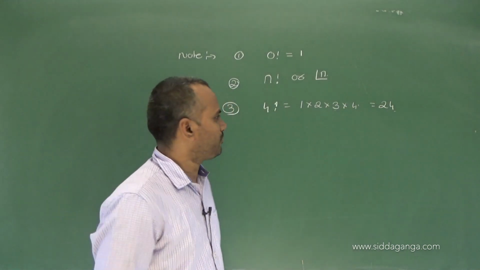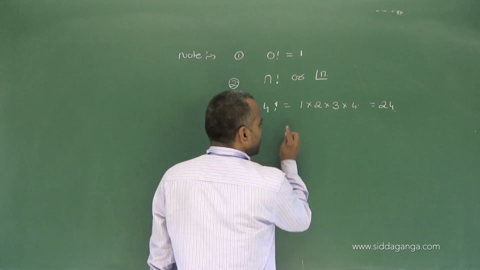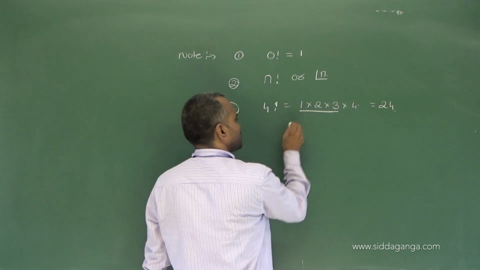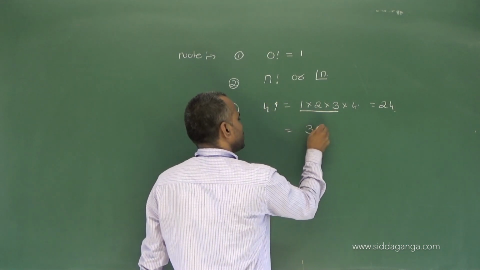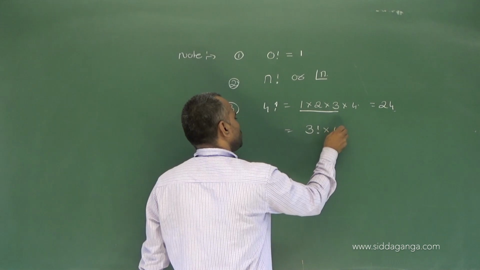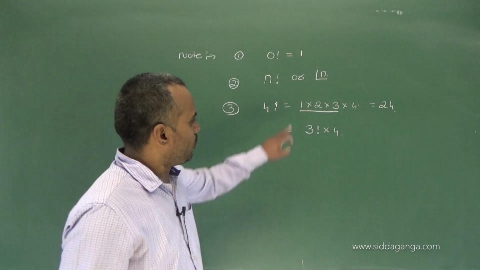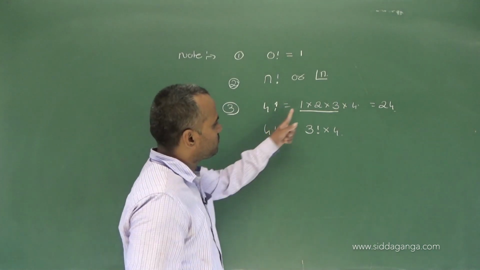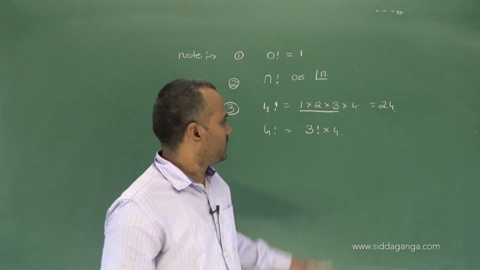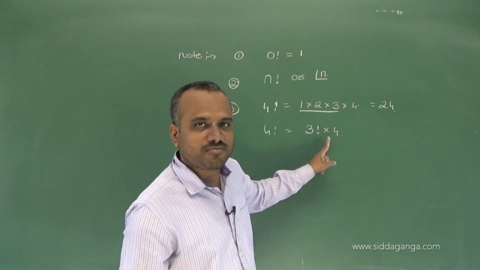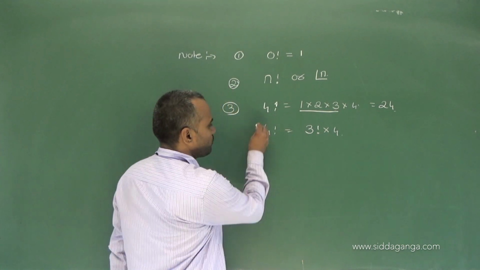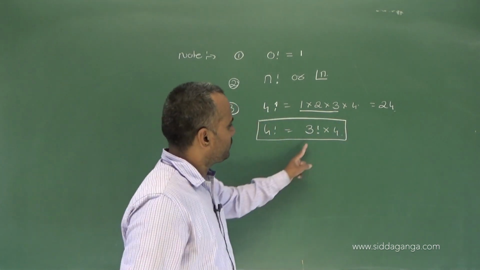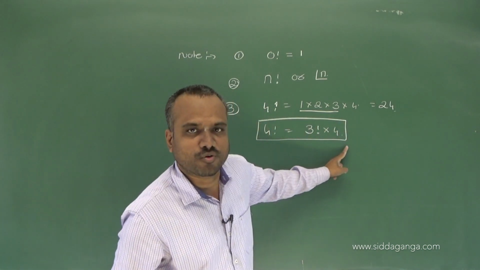24, 4 factorial. This I can write as 1 into 2 into 3 into 4. These first 3 digits, shall we write like this? 3 factorial into 4. 1 into 2 into 3, that one we write as the product of first 3 natural numbers. So that we can write as 3 factorial into 4. Means 4 factorial we can write as 3 factorial into 4.